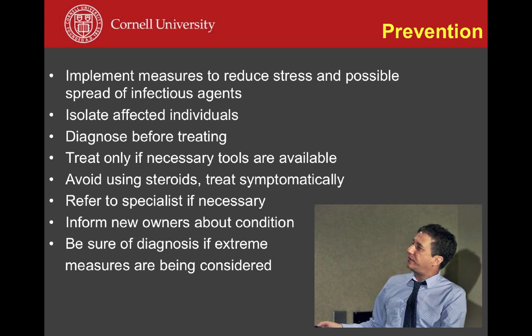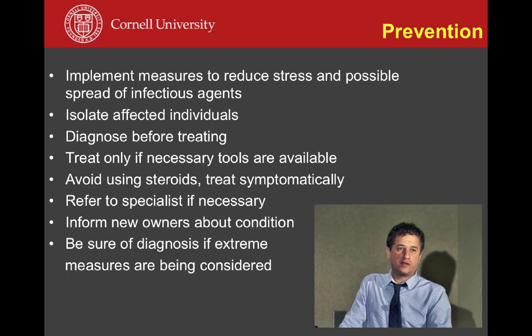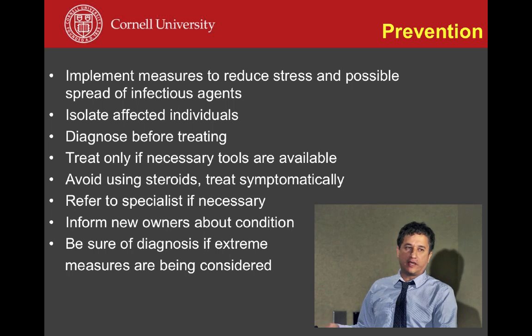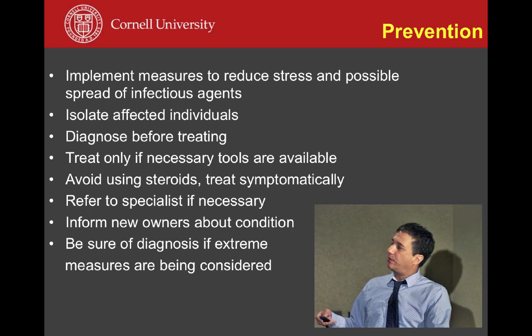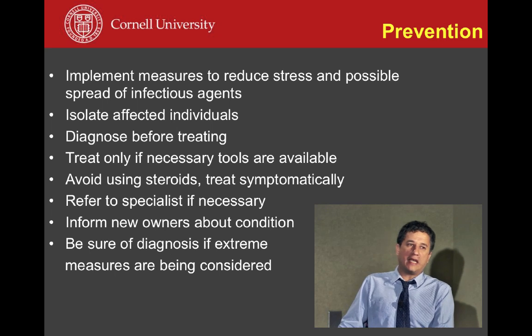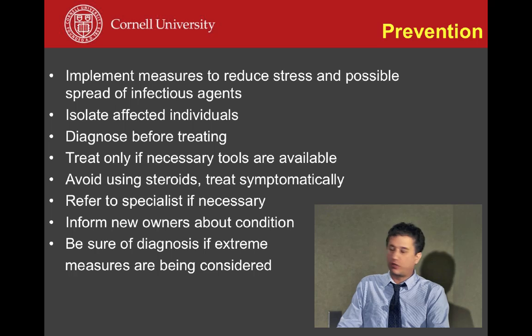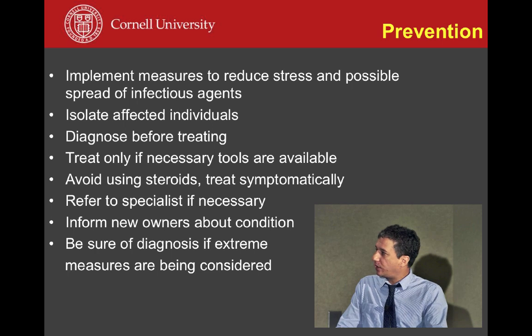I think it is really important to be sure of the diagnosis before any decision is made. Whatever decision you make, whether it's to isolate, to euthanize, or to try to treat the animal, the first thing you need to do is be sure that this is actually what the cat has. Treat only if the necessary tools are available, especially if you're taking a surgical approach, otherwise it can be quite traumatic for the cat.